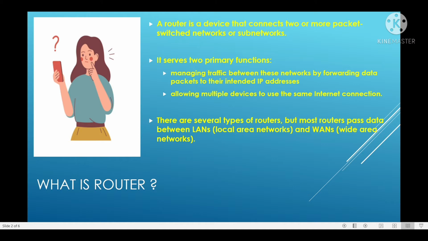So basically each device will have a certain IP address, and a router will have a function to forward a packet which is coming from one IP address, that could be the source IP address, to another IP address which could be the destination IP address. So basically a router allows multiple devices to use the same internet connection. A router is a primary device which connects devices which are sitting in different networks.